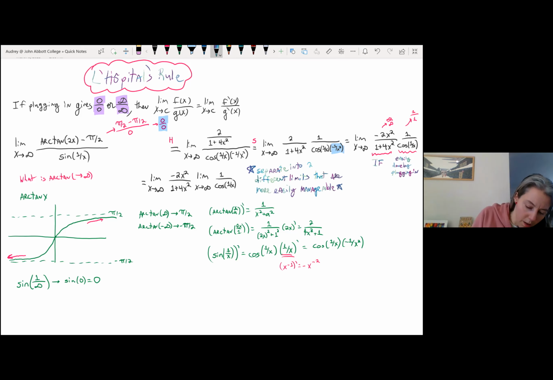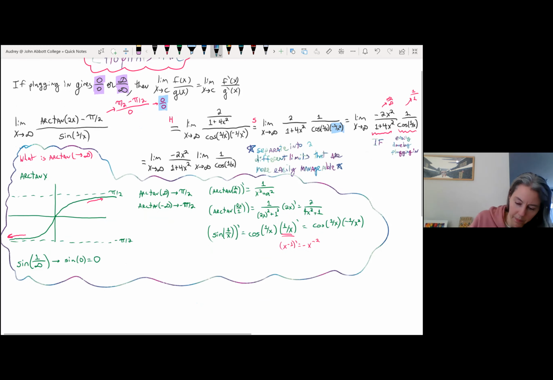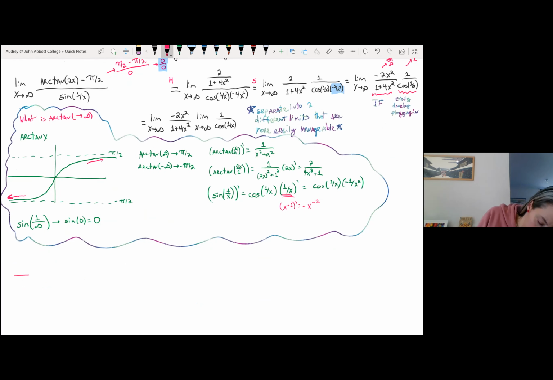Okay, so all of this is like side work. So I'm just going to put it in a bubble. And then we'll go down here for the continuation of the limit. I'm just going to rewrite it so that we're clear where we are.